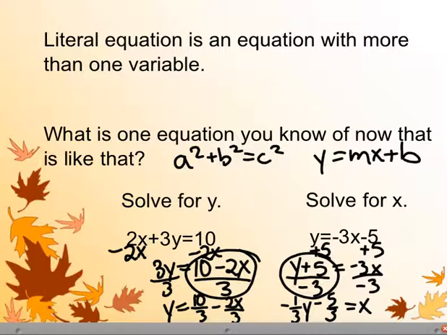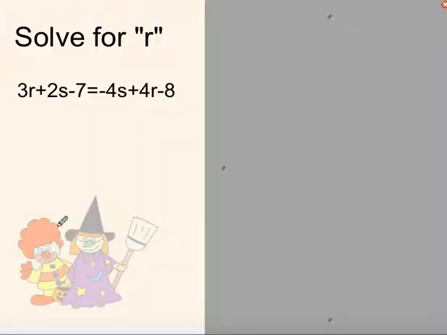Let's try it on a few other equations, like this one. We need to solve for r, but we see that r is on both sides, so let's first get them on the same side and then move everything else to the other side. So we have a 3r on the left and a 4r on the right. So I'm going to get rid of the 3r. It doesn't actually matter which way I do it, I will come out with the same answer.